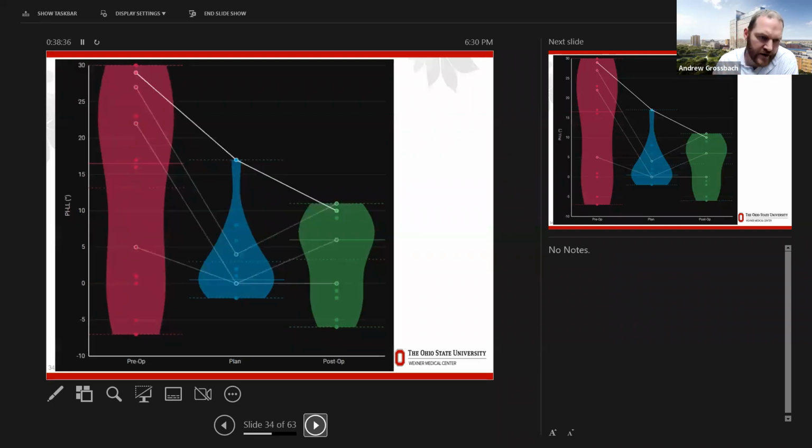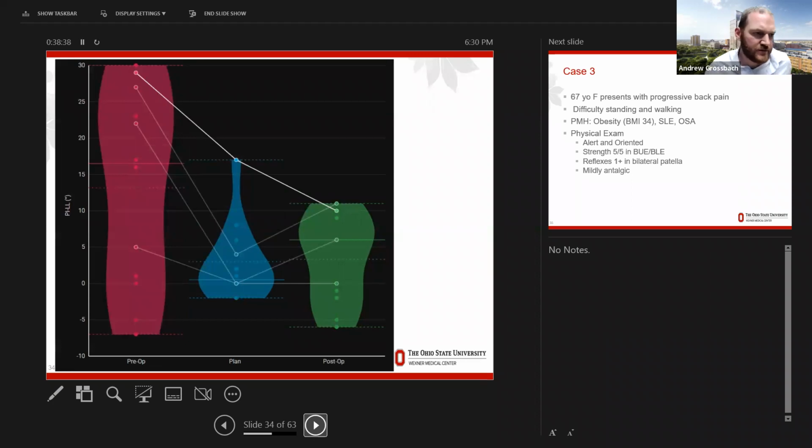And then I can look at certain patients. So if I look at this patient, we're planning to get their PI-LL mismatch around 16, we got it better.